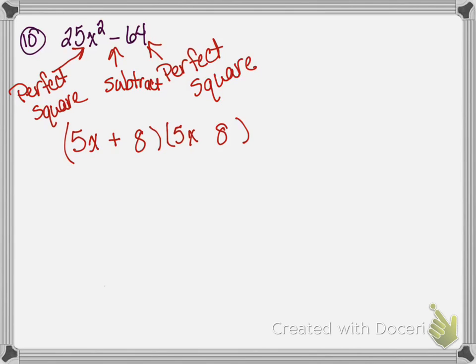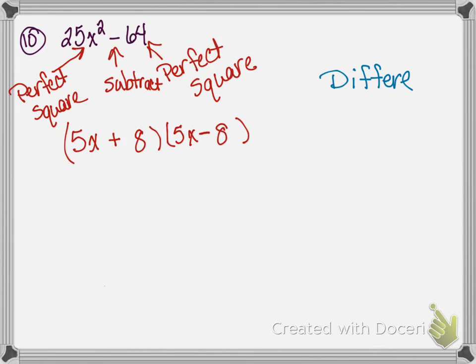One of them has to be positive, and one of them has to be negative. They're not both positive, and they're not both negative. One each, because when we FOIL, what happens to the middle terms? They cancel out, and that's what we want to happen. This is your special product, difference of perfect squares.